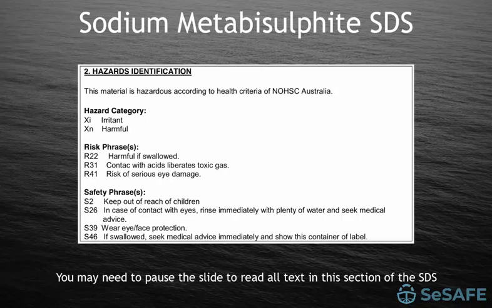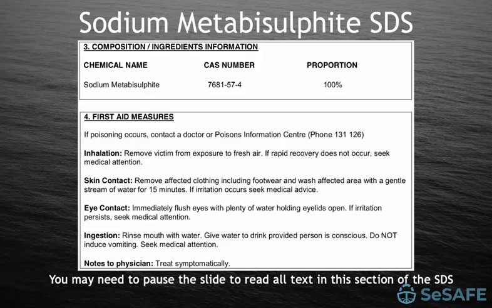Section 2 identifies general hazards associated with use of sodium metabisulfite. The section also lists some basic controls to prevent injury when using the product, and how to respond if adverse effects from the product are experienced. Section 3 provides the chemical name of sodium metabisulfite, while Section 4 contains detailed first aid advice associated with sodium metabisulfite.